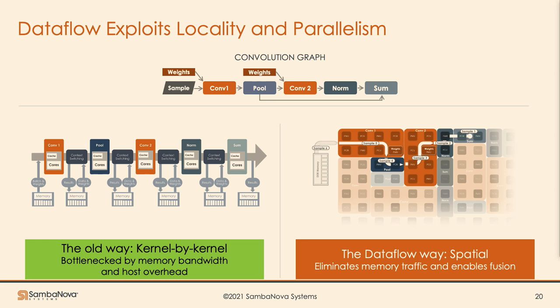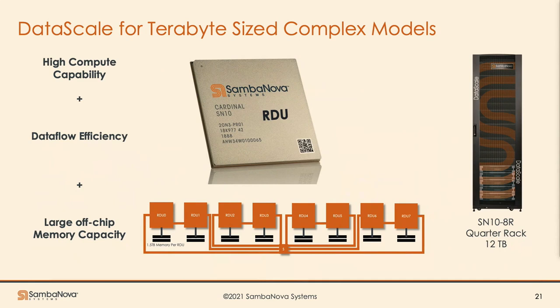And so the net result of it is that you can get very good performance at low batch sizes, right? And then you don't need expensive off-chip high bandwidth memories to support high computation rates. And the on-chip communication, of course, exploits data locality between the kernels to get very efficient execution. And so the combination then of high compute capability, 300 teraflops plus, data flow efficiency, and the ability to use off-chip DRAM, because you've limited the bandwidth requirements that you need, means that we can build a system that provides very, very high memory capacity and very high compute efficiency for terabyte-sized complex models.